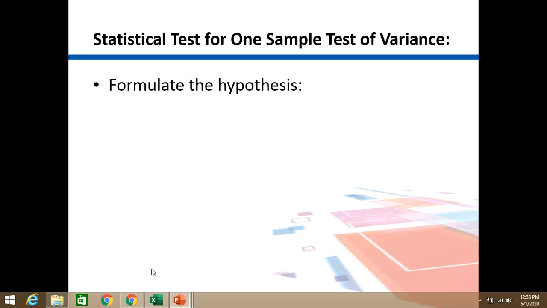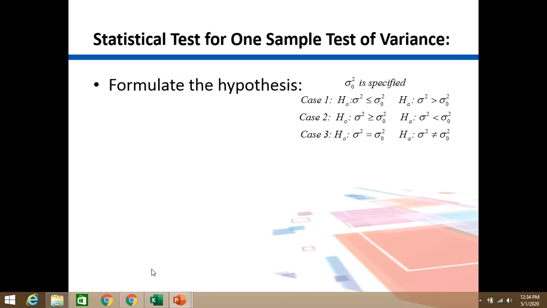Statistical test for one sample test of variance is the same as we have seen with Z and T. We formulate the hypothesis, and the hypothesis can be of any of these shapes. We are testing for some variance bigger than the variance under the null, and under the null the sample variance is less than or equal to sigma square naught, which is the variance under the null hypothesis. This is case 1.